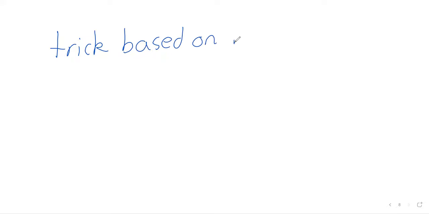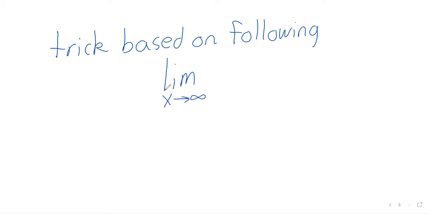And the trick is the same whether the limit exists or it doesn't. The trick is based on the following. It's based on the fact that the limit as x goes to infinity of some number k, any number k, divided by x raised to any positive number, this limit is always zero.